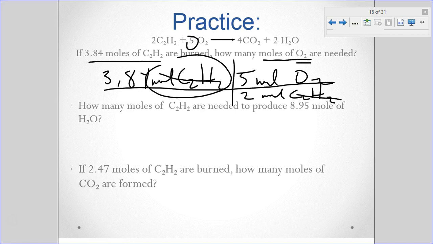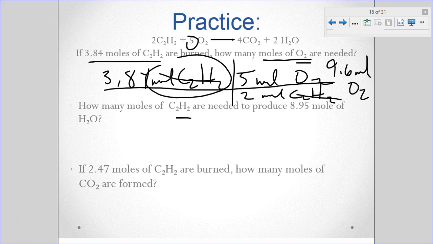Plug it into your calculator. 3.84 times 5 divided by 2. And I came out with 9.6 moles of O2. Let's look at one more example, and then the last one I'm going to leave for you.